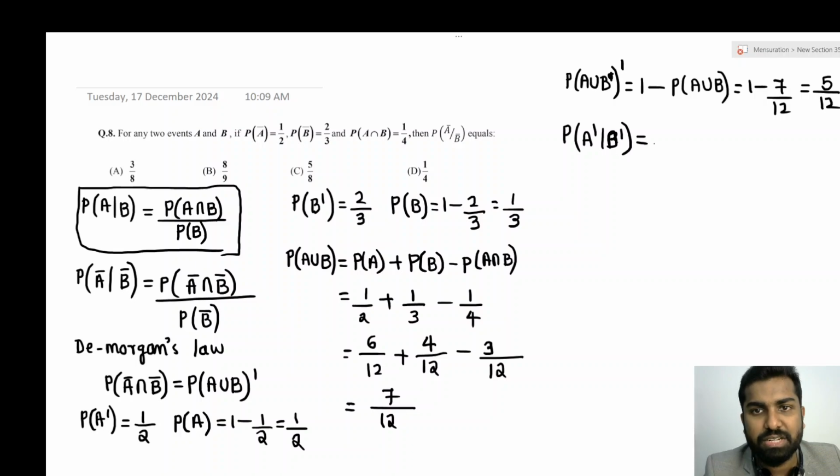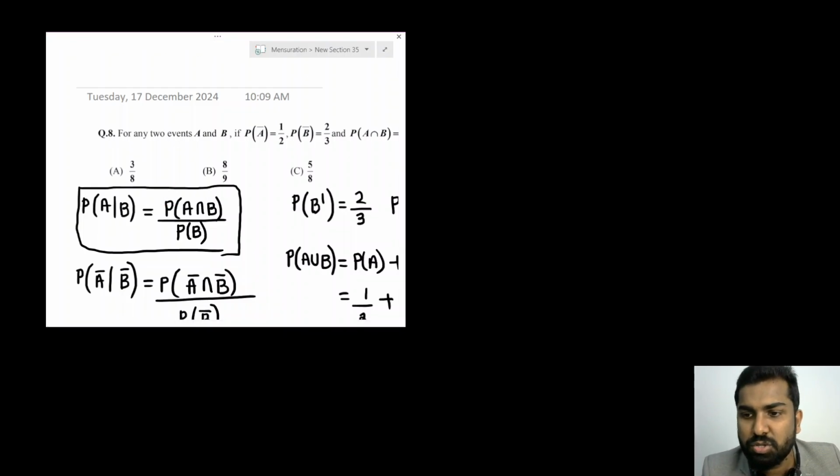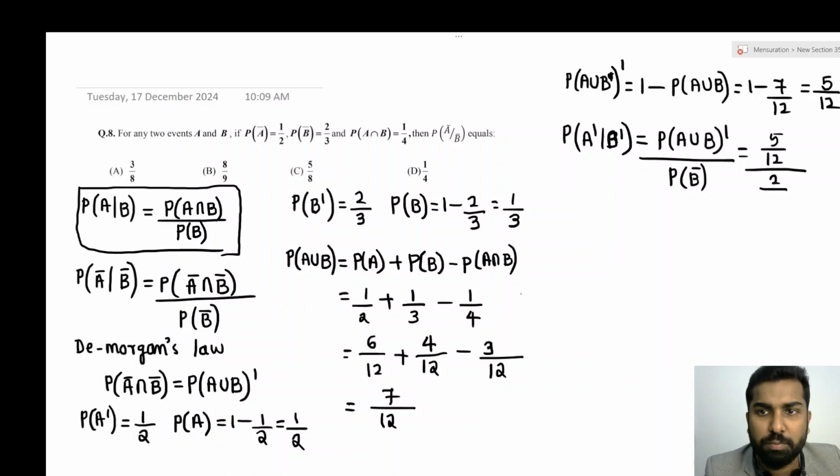So probability of A dash given B dash will be equal to probability of A dash intersection B dash divided by probability of B dash. We can write A dash intersection B dash as probability of A union B whole dash. So probability of A union B whole dash, which we evaluated as 5 by 12, divided by probability of B dash, which is given in the question as 2 by 3.